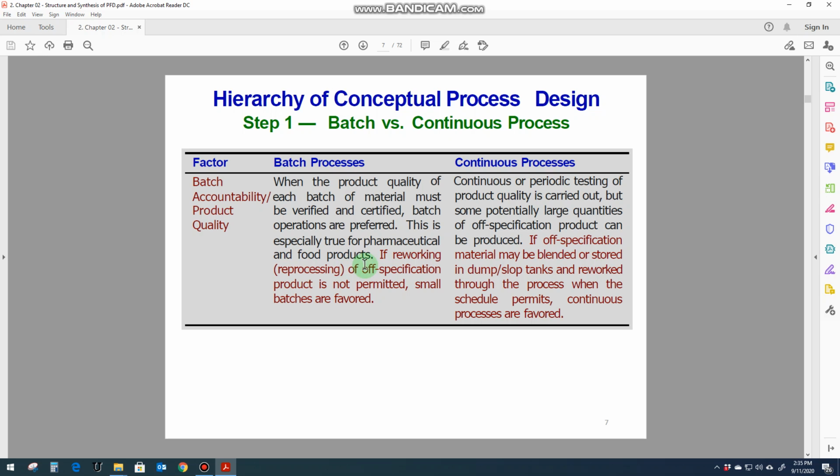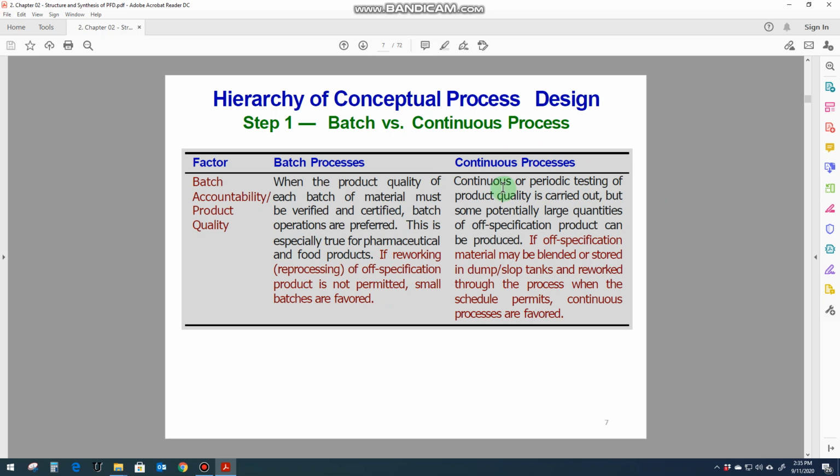Secondly, in the batch processes, if reworking of off-specification product is not permitted, small batches are favored. So if in the batch there is some variation in the product quality and we cannot ignore that variation, then it is favored to have small batches of those products rather than having a very big batch where slight variation could occur in the product quality and the whole batch can be ruined. Okay, so we cannot use that batch again. So in that case, we need to have small batches.